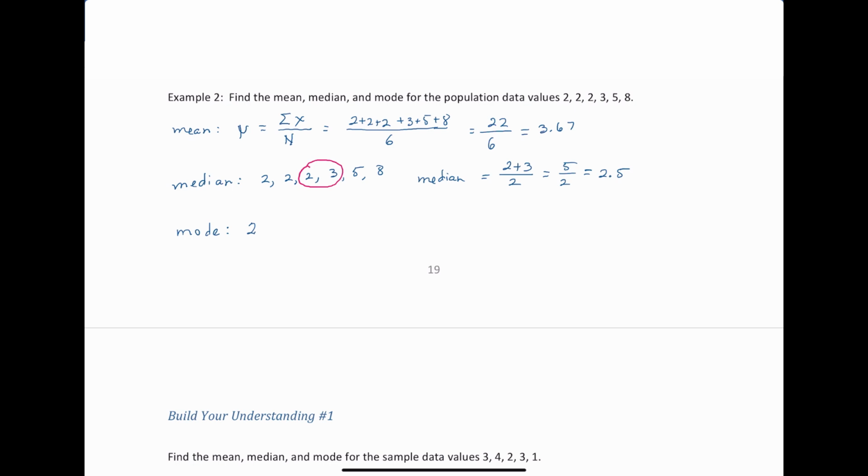On the next page, I have a couple of build your understanding problems for you to do. Find mean, median, and mode for these two sets of data values. Please do that before you watch the next video, and I will go over them with you in the next video. See you then.